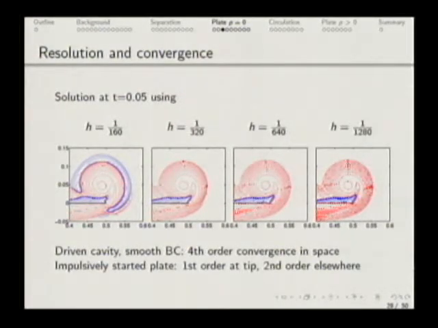Okay. This is what solutions look like. Under-resolved solutions are noisy like this and have some instability that starts out at the tip. And if your mesh is sufficiently fine, everything looks well resolved. She did implement this for the driven cavity problem with smooth boundary conditions and got fourth-order convergence in space. It is first-order in time because of the split method. For the impulsively started plate, which is highly singular, it's second-order in space, and first order at the tip.